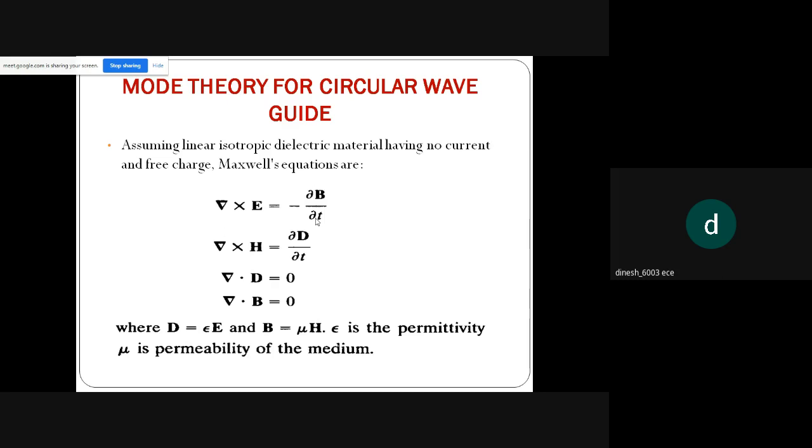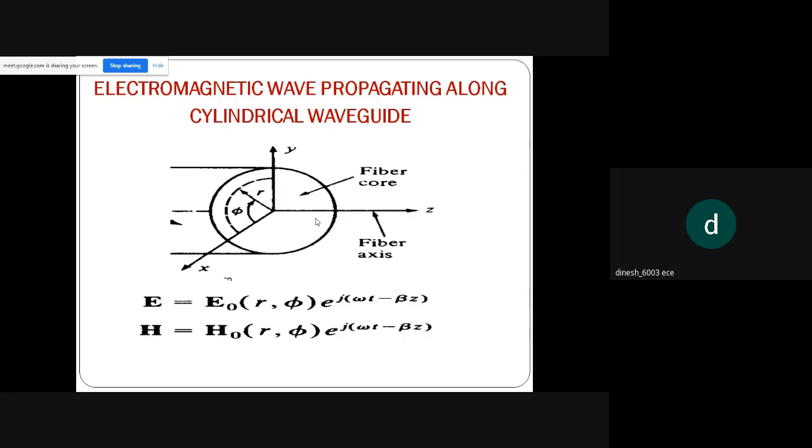Equation 1, del cross E is equal to minus dou B by dou t. Del cross H is equal to dou D by dou t. Del dot D is equal to 0. Del dot B is equal to 0 for a free charge region. So where D is epsilon E, B is equal to mu H. Epsilon is the permittivity and mu is the permeability of the medium. So you all are familiar with this Maxwell's equation.